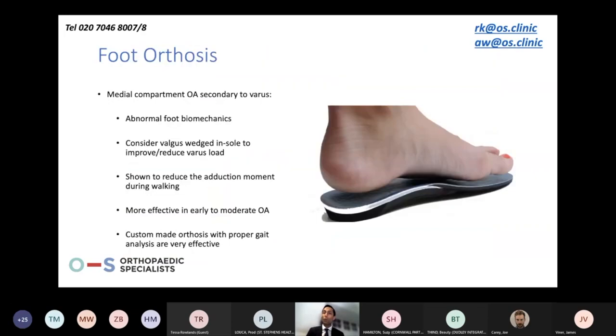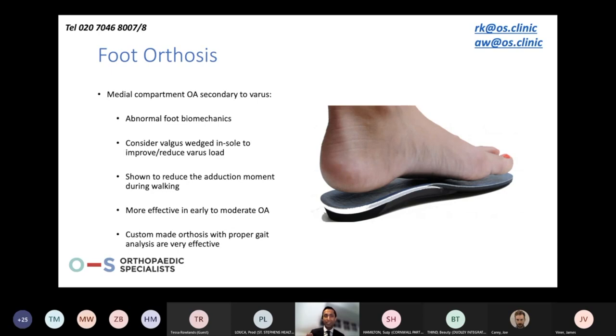What we often forget as orthopedic surgeons is that it's not just about the joint that we're focusing on. It can be above and below. So for example, with foot orthoses, by providing them with a heel cup and a medial arch support, it can be really effective, particularly in early to moderate osteoarthritis. So gait analysis is key.